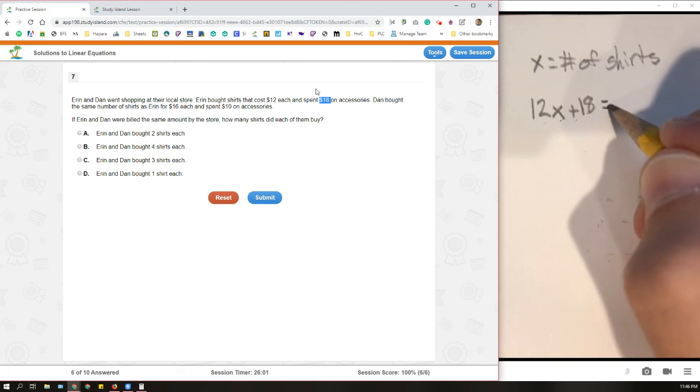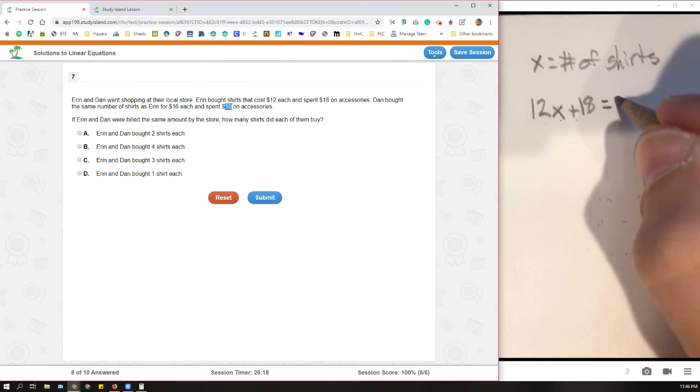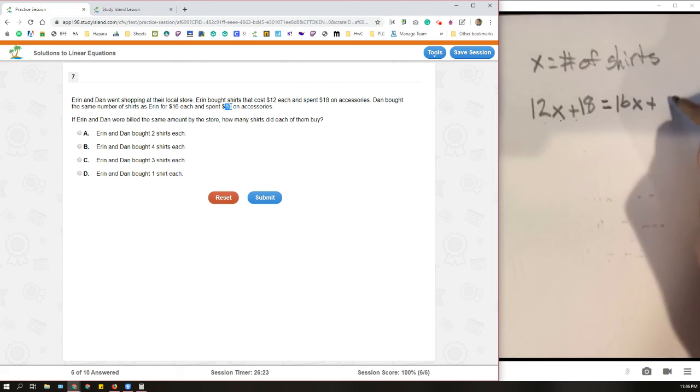That has to be equal to Dan's expression because it says that Aaron and Dan were billed the same amount by the store. So Dan's expression, that Aaron's expression must be equal to, is $16 per shirt plus $10 in accessories. So we have $16 times the number of shirts plus $10 in accessories. This equation can now be solved, and I automatically know there is one real answer because the number of x's on both sides do not cancel each other out. So let's go ahead and solve.